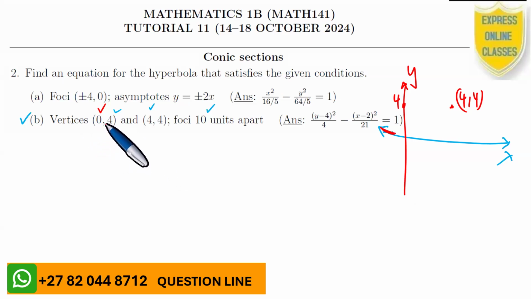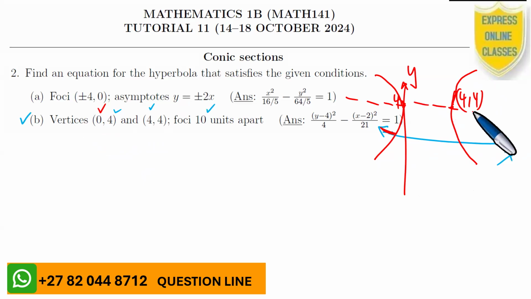So the vertices are going to be there at 4. The graph goes through the vertices. So the graph is going to be something like this. This means the focal axis is going to be parallel to the x-axis. So this is going to be our focal axis at 4, 4. But you see, the foci are 10 units apart. So, okay, we're just having a picture of this. We need to find a diagram.